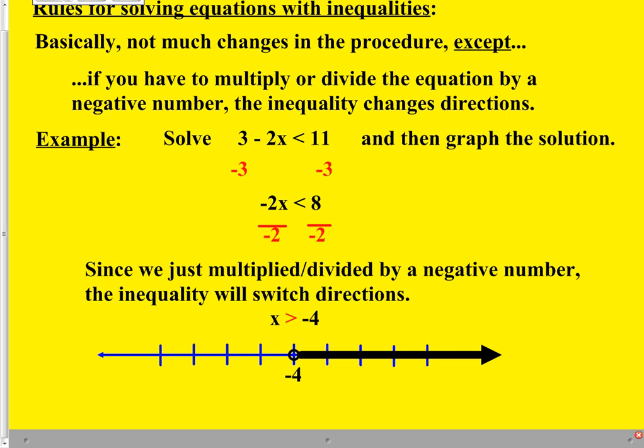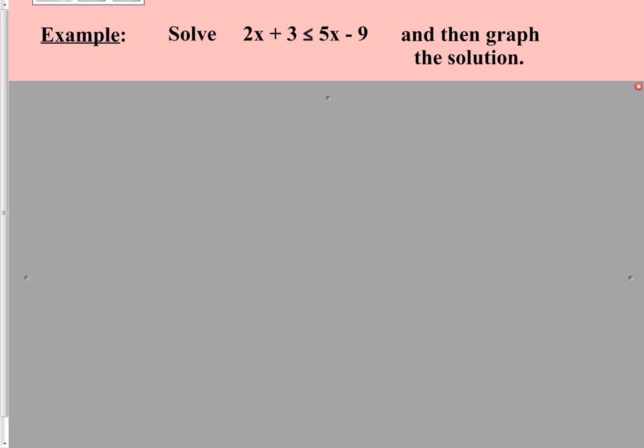Okay. I'll walk you through one more. I think you've probably got it, but let's look again. Solve 2x plus 3 is less than or equal to 5x minus 9, and then graph the solution. Okay. Well, the first thing we ought to be concerned about in this equation is that we have x's on the left and we have x's on the right. Okay, at some point we're going to have to put all of them together, so let's start there.